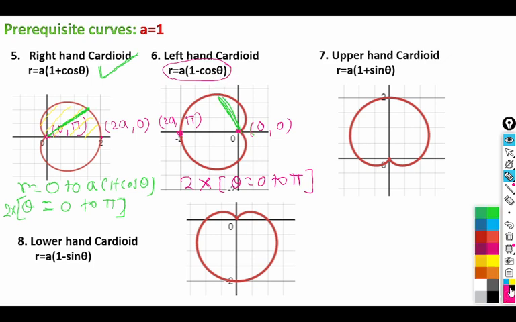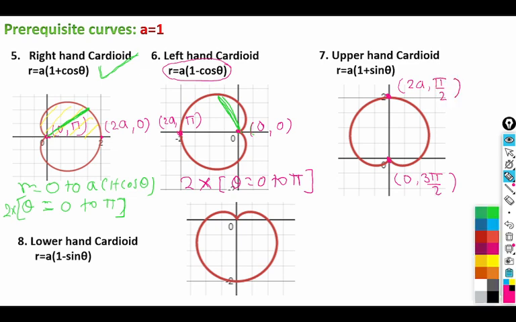Come to the next one. So the coordinates of this point: when r is 0, 1 plus sine theta is 0, so sine theta is minus 1. When sine theta is minus 1, theta is 3 pi by 2. So 0 comma 3 pi by 2 is the coordinates of the origin, while the coordinates of this upper side is r equal to 2a when theta is pi by 2.